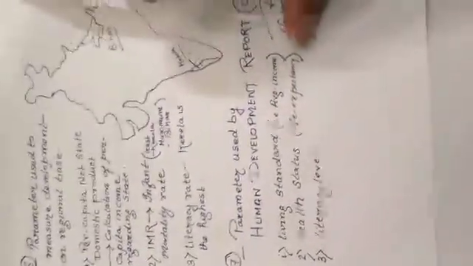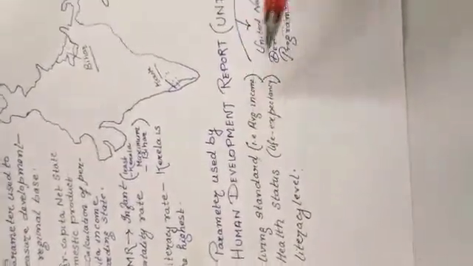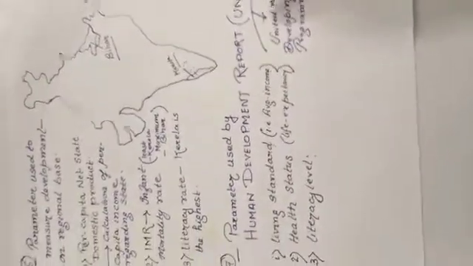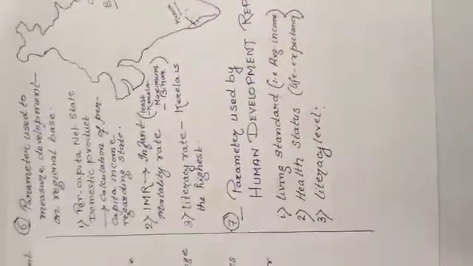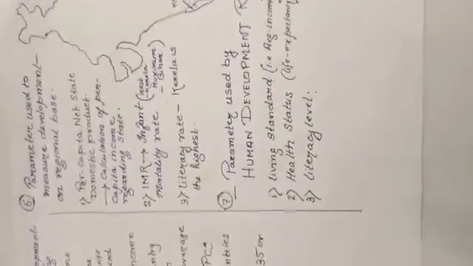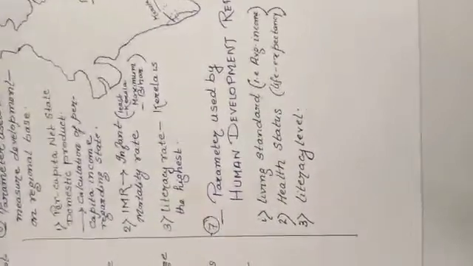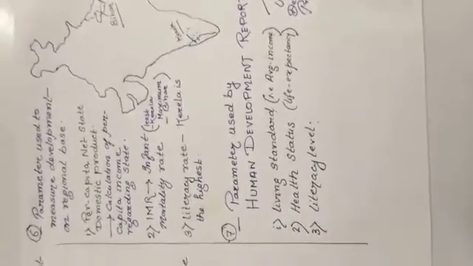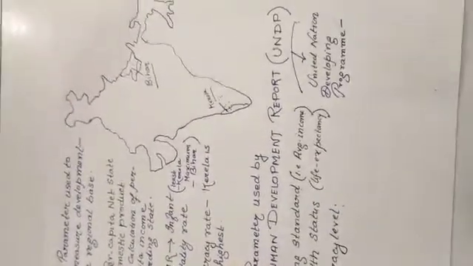Another thing is the Human Development Report, published under the United Nations Development Programme. What parameters do they use? They use three things. First, the living standard of the people, by calculating average income. Then they see the health status of that place, that is, they judge the life expectancy of the people. And third, they see the literacy level. These three things they consider in order to calculate development.